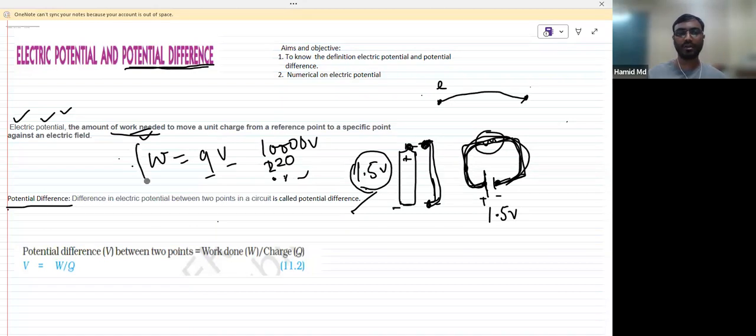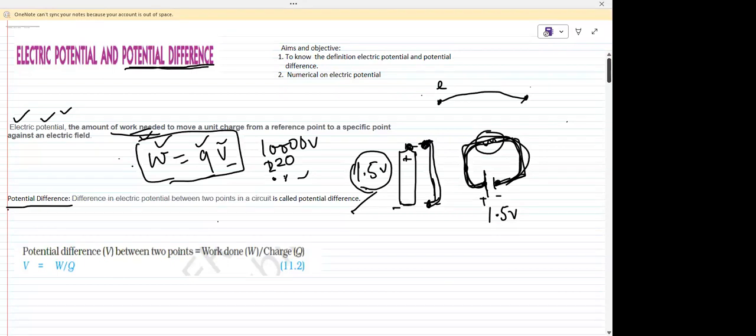So this is the work done equation, W is equal to VQ. And we know all the quantities. What is the unit of work done? We calculate work done in joule, charge in coulomb, and potential in volt. That is VQ. So should we proceed further? It was not too fast.